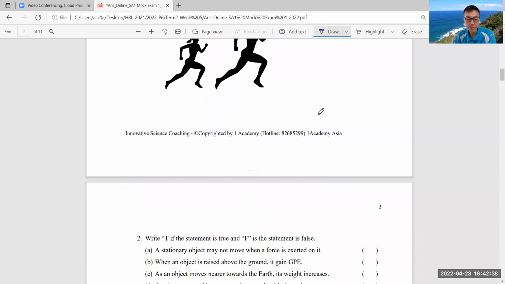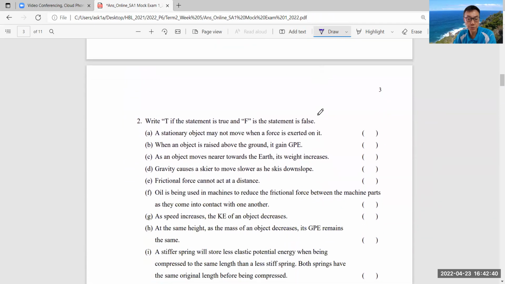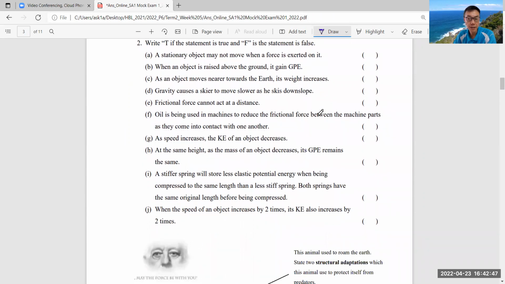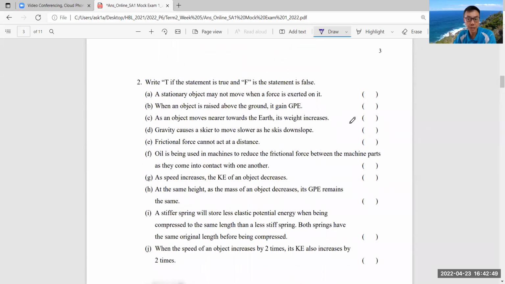Okay, let's continue with the next section. Question 2. I believe you have tried it out, right? I give you about 2 minutes to run through, and then I will showcase the answer for you to do self-evaluation.